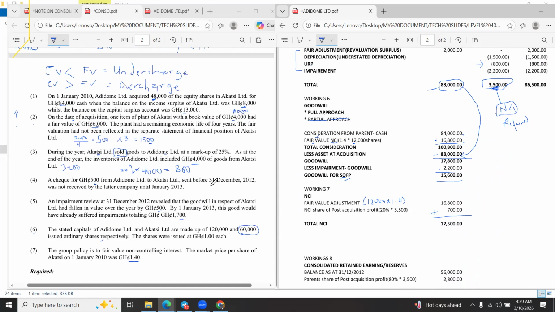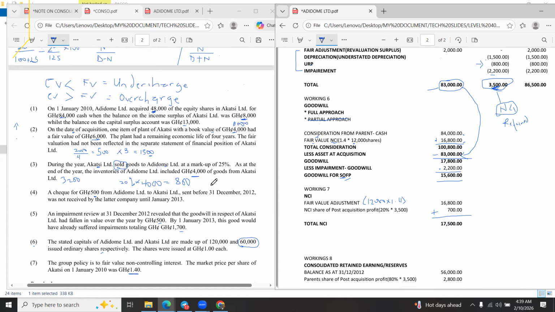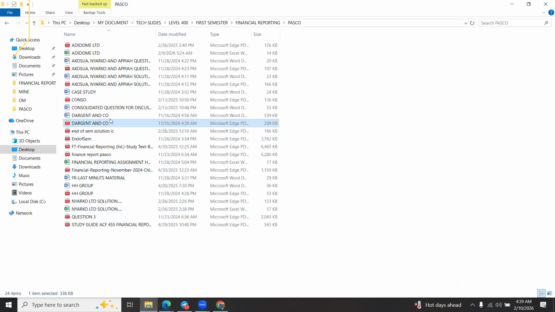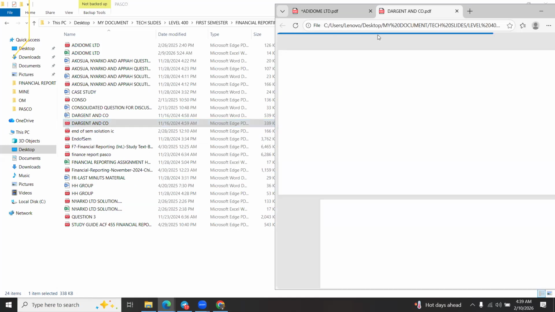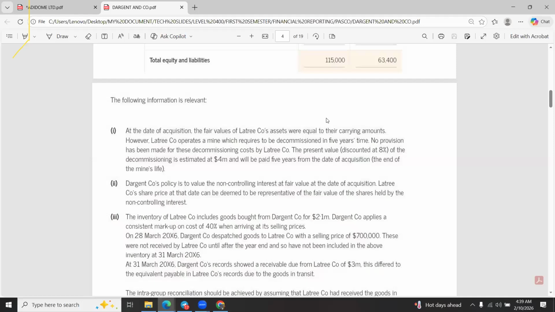This question has the simple footnote information. So you need to pay attention to it closely and then revise and revise. Now, so we are not done.